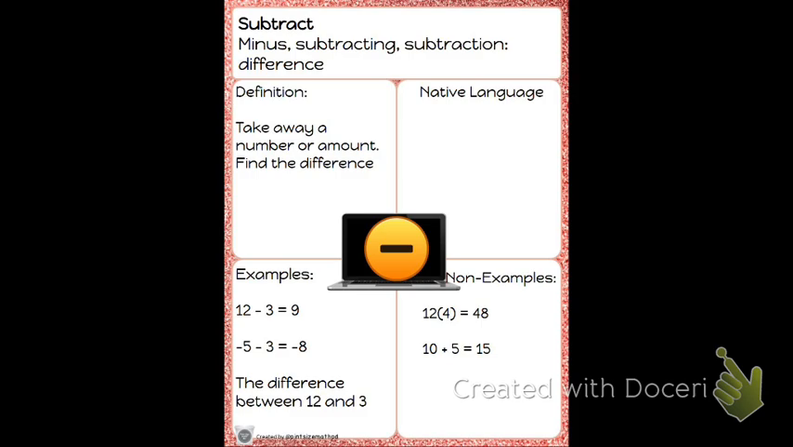So it would be different to have $3 and spend 12. We would be overdrawn. We would owe someone. We would have a debt, as opposed to 12 subtract 3 being 9. And then again, you see some non-examples and a spot to write in your own language if you desire.